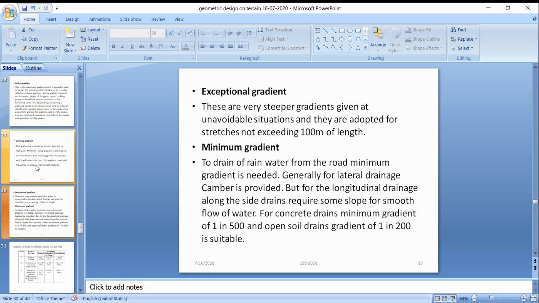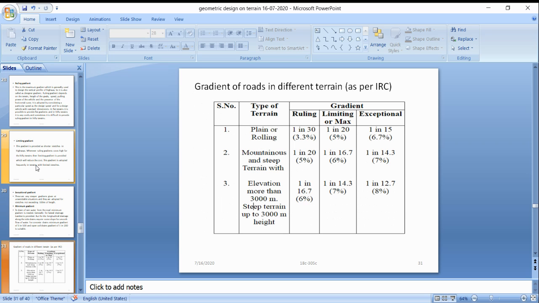So for smooth flow of water, for concrete drains we will provide 1 in 500, and for open soil drains 1 in 200. So its minimum gradient is throughout the longitudinal section. The camber is only for the cross section, provided for the movement of the drainage water which is on the road.